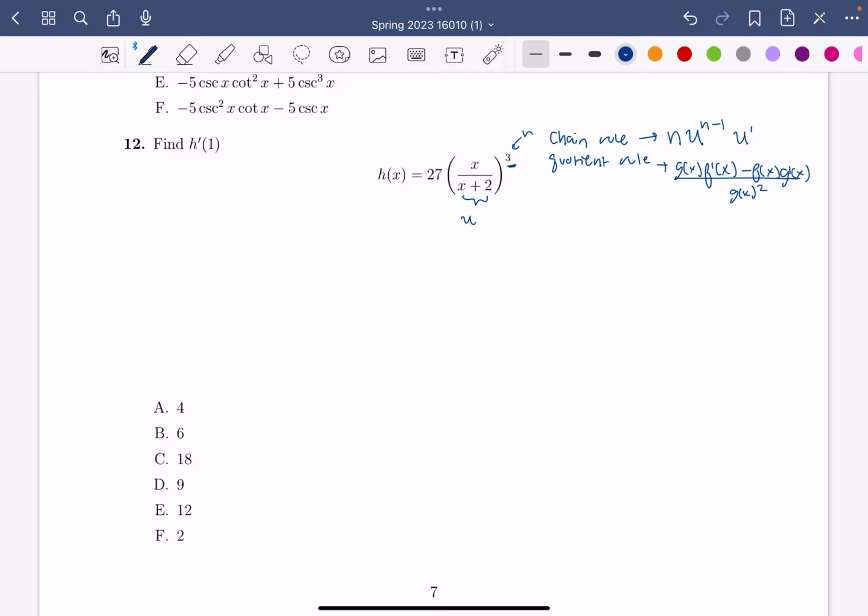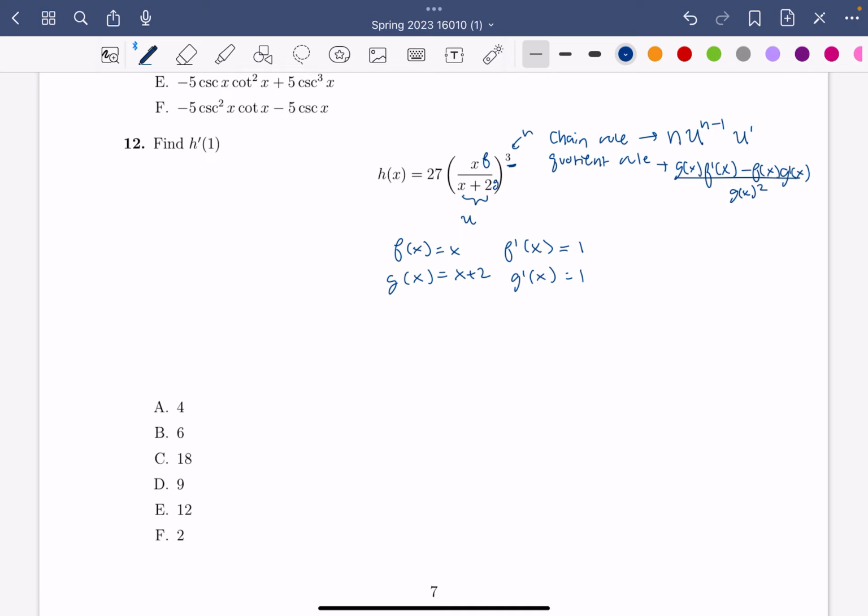Now let's go ahead and start with the inside, not the inside with chain rule, the inside with quotient rule. So let's label the top as f and the bottom as g. So we can say f of x equals x, g of x equals x plus 2, f prime of x equals 1, is the derivative of x equals 1, and g prime of x also equals 1 because the constant has a derivative of 0.